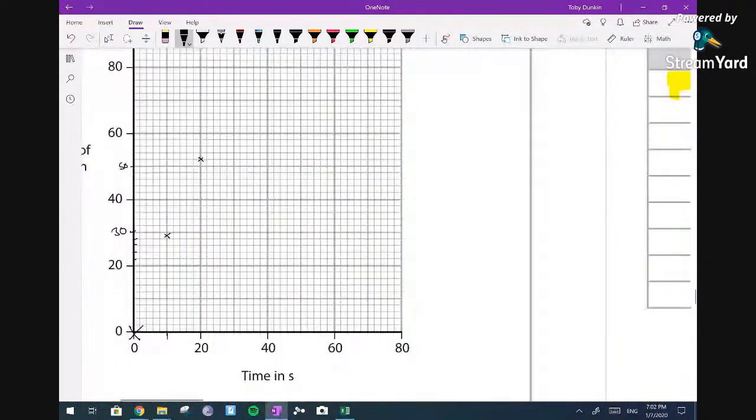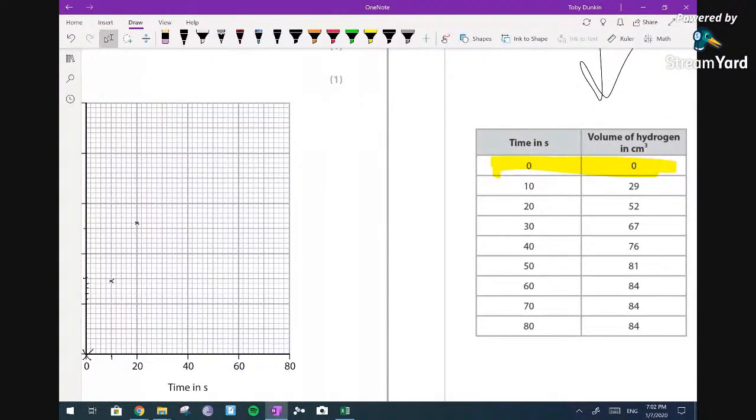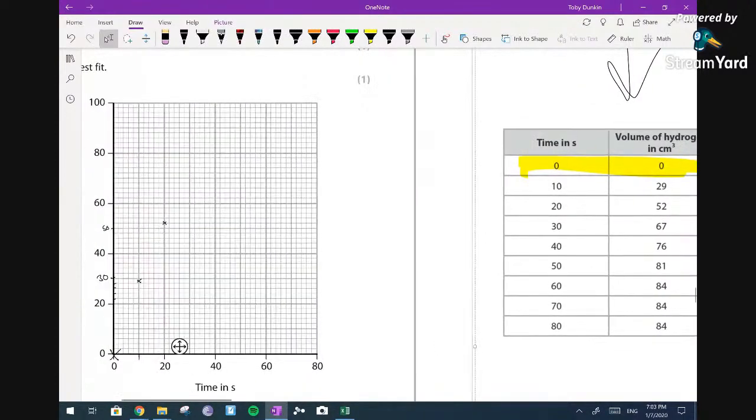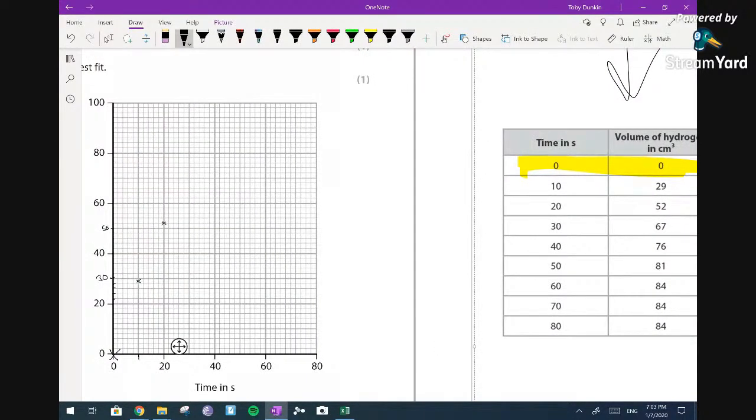Next, at 30, it's 67. So at 30, it's 60. Well, that's interesting. So 65 is right in the middle. 66, there you go, 67. And then 76 at 40. So there's 70, 76 will be here. Next, 81 is at 50. So at 50, it's 81. So that's right in the middle there.